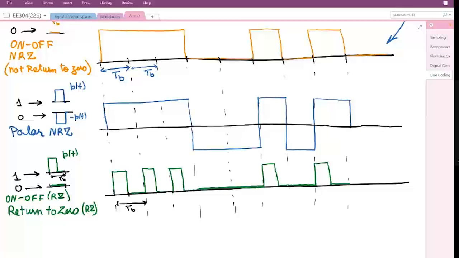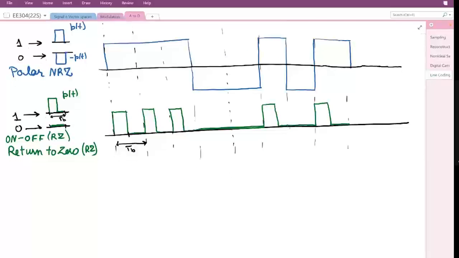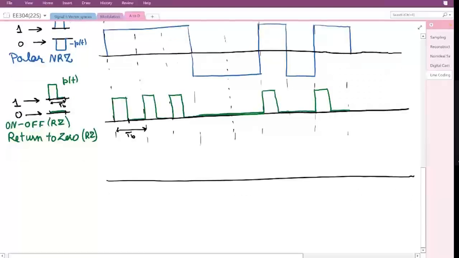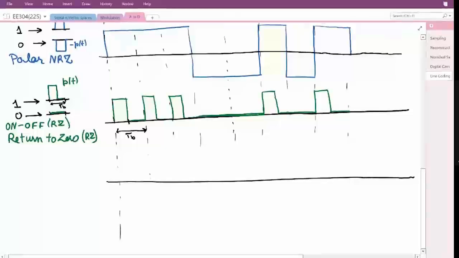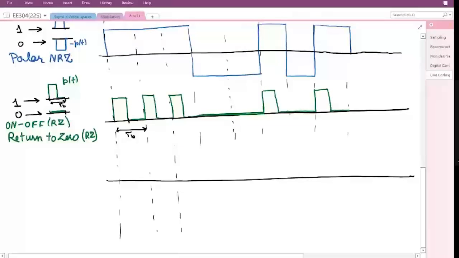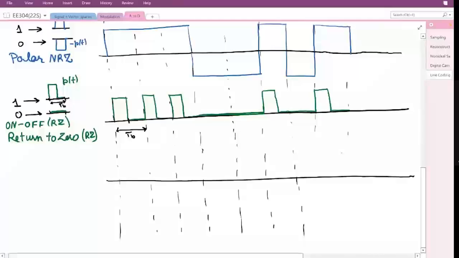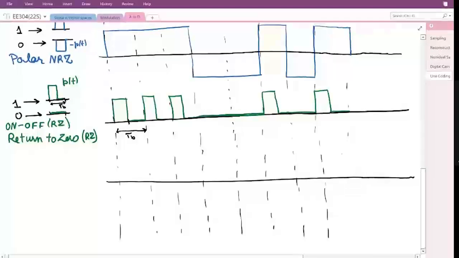Similarly, if I have to make the counterpart of this polar NRZ as polar RZ, what will happen? Can we do that? For this polar NRZ, if we have to draw the equivalent eliminating the problem of synchronization and losing track of time, what can we do? How can we proceed?